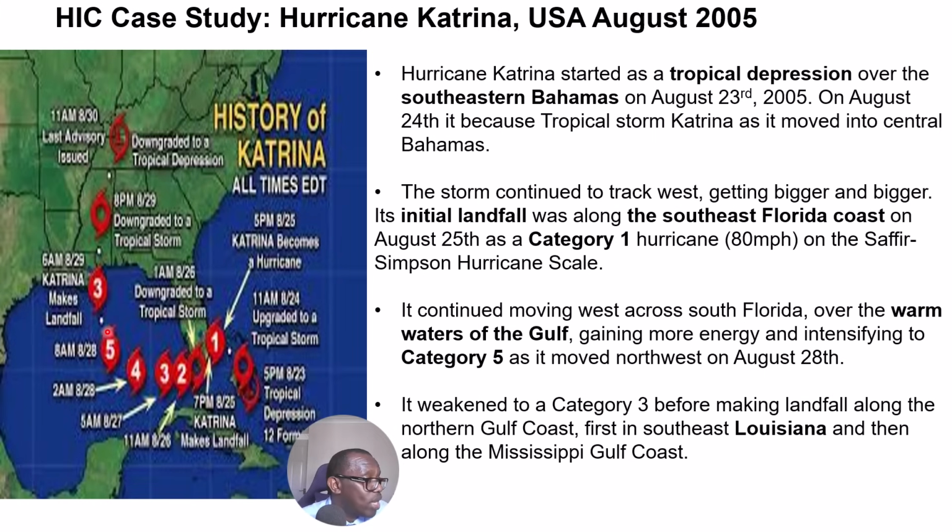And then it weakened around here to a Category 3 before it actually made landfall, which you could say was sort of lucky because it would have caused a lot more damage otherwise. So it makes landfall then in the southeast of Louisiana and then along the Mississippi Gulf coasts.